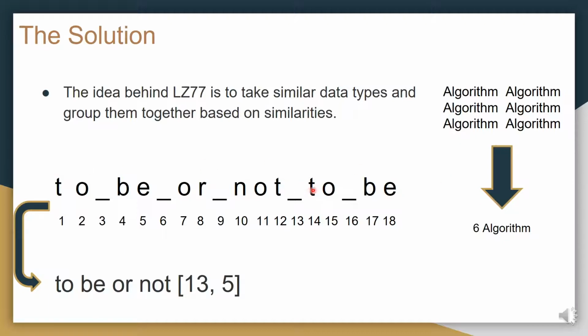Now let's look at something else besides repeating words. We have the sentence "to be or not to be" over here. And as you can see, the phrase "to be" is repeated twice. What LZ77 does is take the second phrase "to be" and count how many spaces it is ahead of the first phrase "to be", and take the length of "to be", which is 5. So instead of writing "to be or not to be", we can just write "to be or not 13,5".